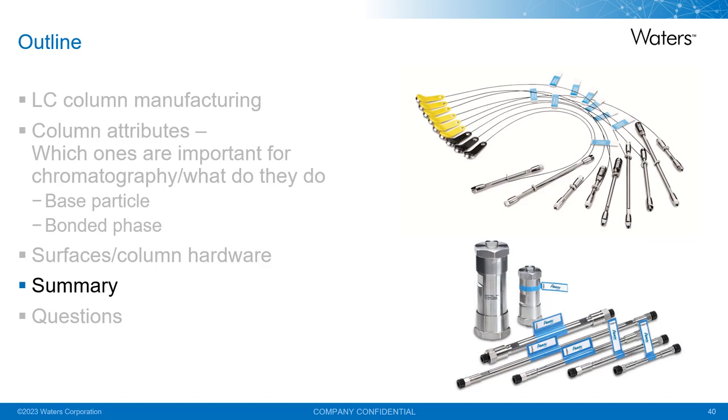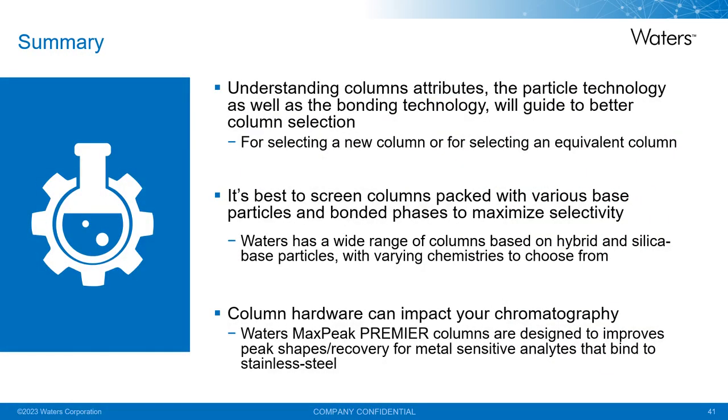Wow, that was a lot of information. So let's wrap this up into a summary. Understanding columns' attributes, the particle technology, as well as the bonding technology will help guide you to better column selection. For selecting a new column or selecting an equivalent column, it's best to screen columns packed with various base particles and bonded phases if you want to maximize selectivity.